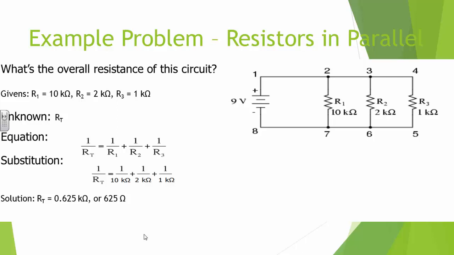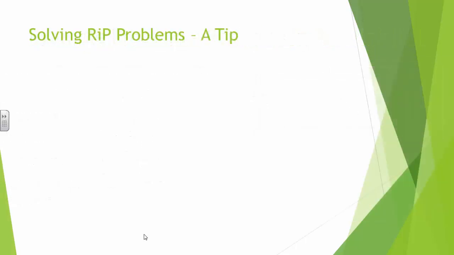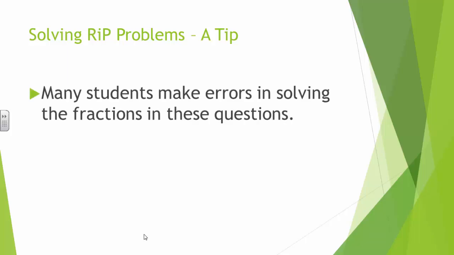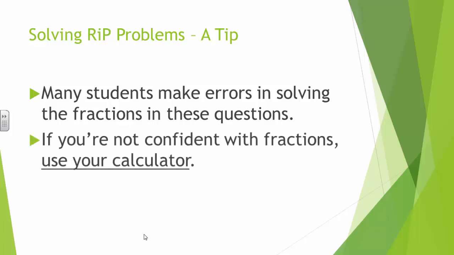Notice that the resistance of the overall circuit is less than the resistance of any of the resistors that make it up, and this is typical of resistors in parallel. Okay, a quick hint for you with regards to solving resistor and parallel problems. There's a lot of fractions involved, and some of you will be less comfortable with fractions than others. The key is, if you're not good with fractions, simply get out your calculator and do the calculations carefully. Don't attempt to simplify the fractions if that isn't your skill set.